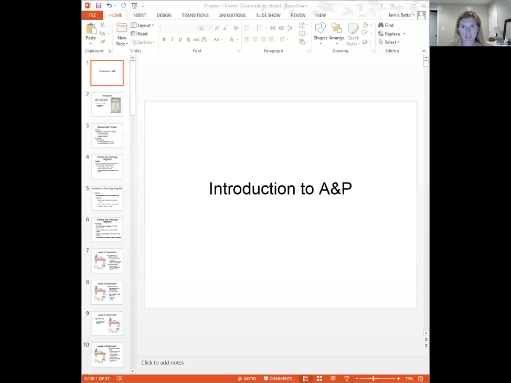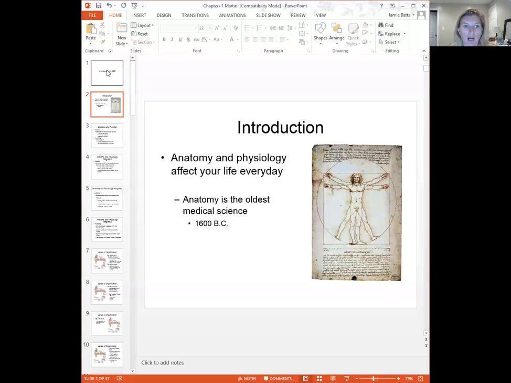Hi everyone, we're going to be covering chapter 1, which is fairly straightforward. It is just a quick introduction to anatomy and physiology. So let me switch modes here. I don't know if you can see my whiteboard or not, but we'll figure it out. All right, so just a quick introduction to A&P is what we're going through right now.